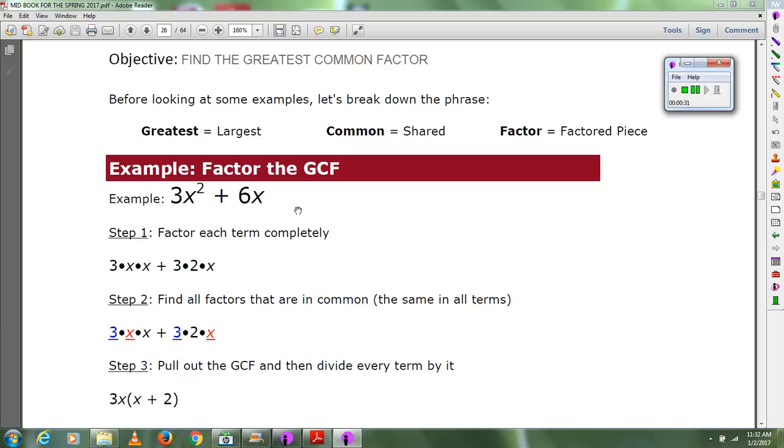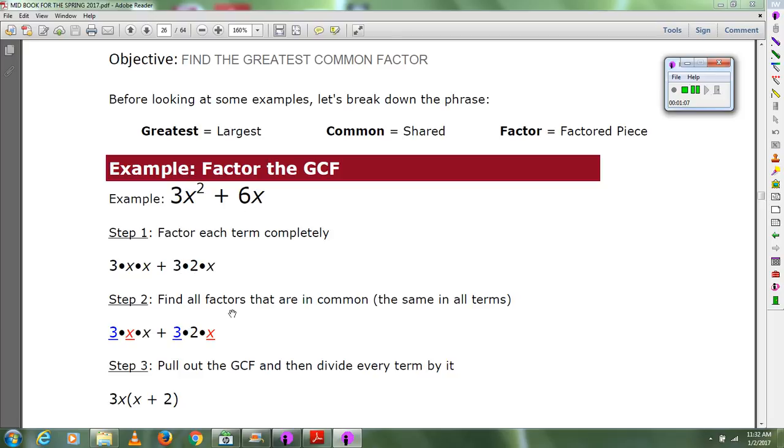So let's look at example 1. In this example, we are asked to factor out the greatest common factor. We are given two terms, 3x squared and 6x. Step 1, we are going to factor each term completely. So 3x squared, we can factor as 3 times x times x, and then 6x we can factor as 3 times 2, because 3 times 2 is 6, and then the x.